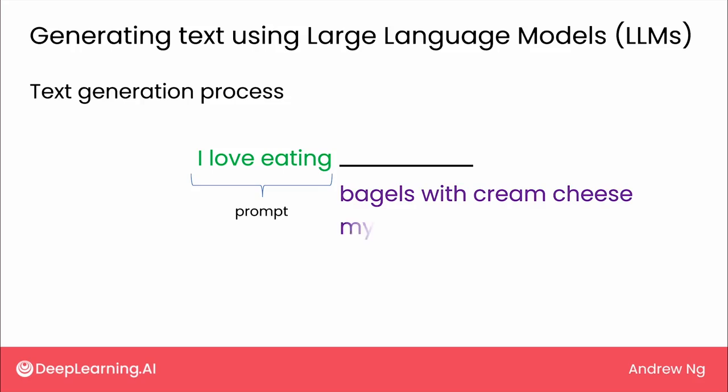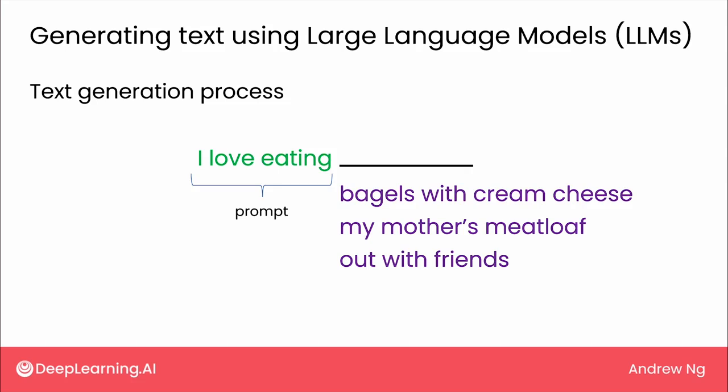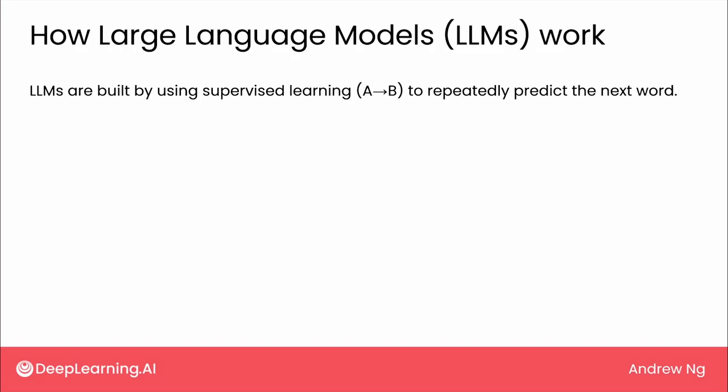Or if you run it a second time, it might say "my mother's meatloaf." Or if you run it a third time, maybe it'll say "out with friends." So how does an LLM, a large language model, generate this output? It turns out that LLMs are built by using supervised learning. That's that technology to input A and output a label B. It uses supervised learning to repeatedly predict what is the next word.